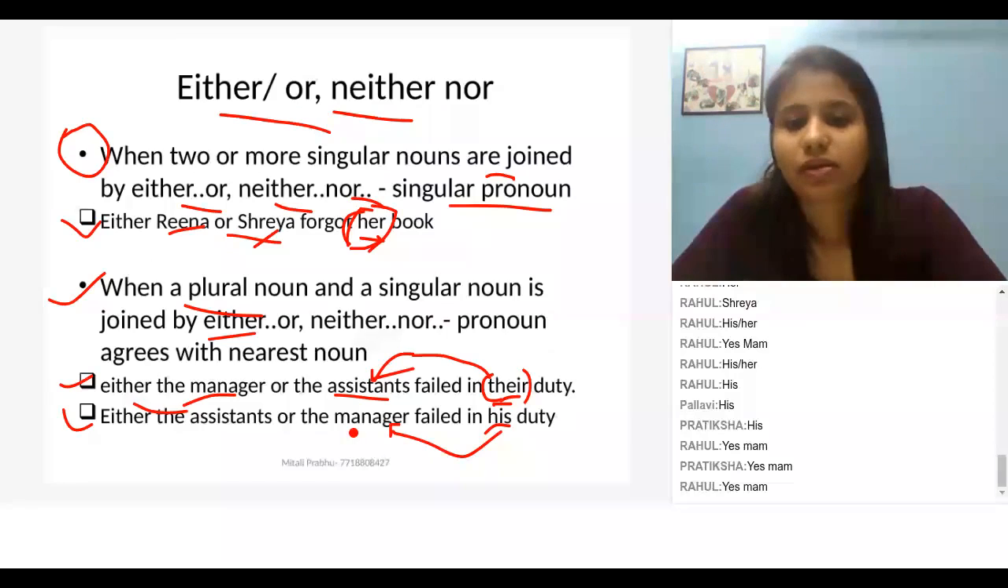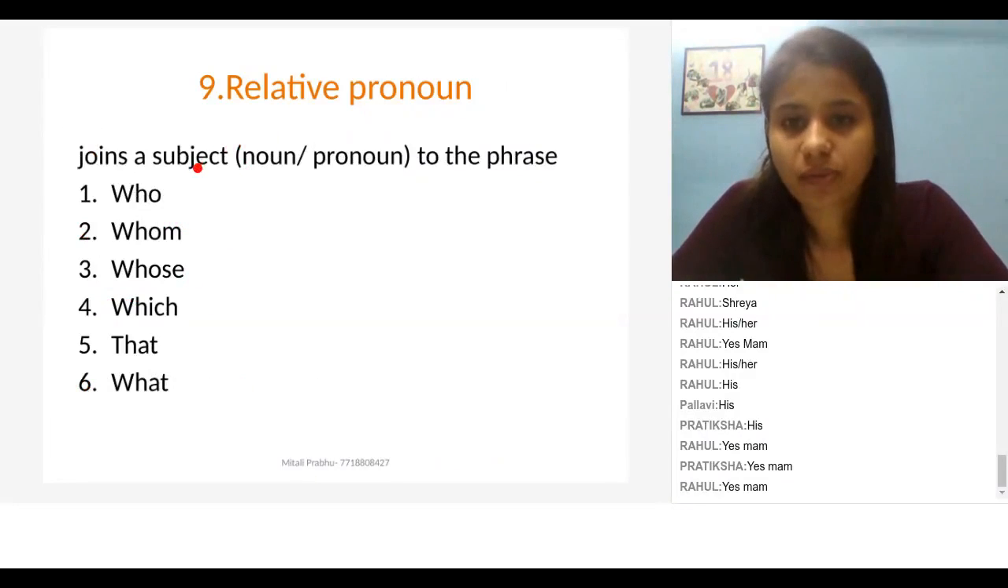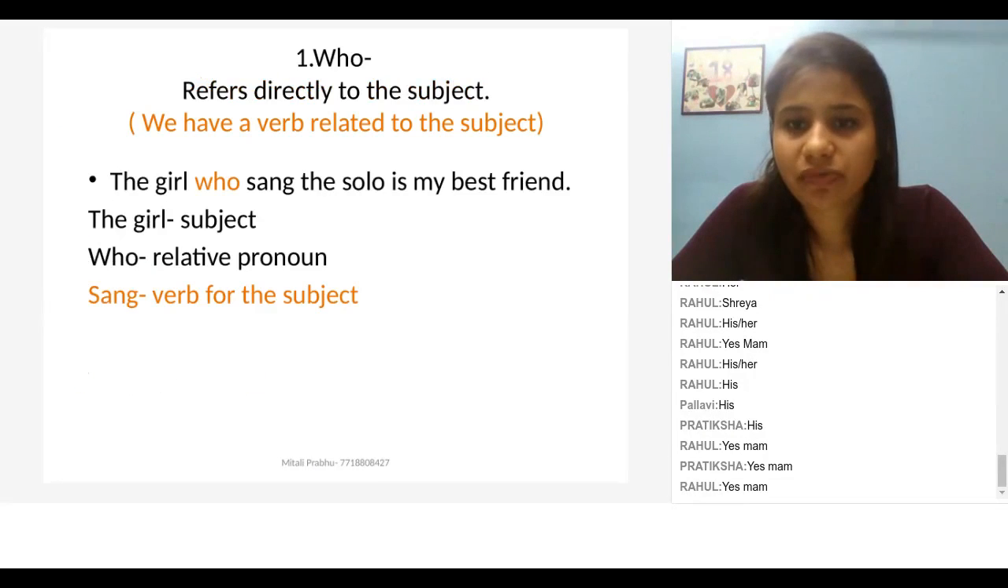Okay. So now relative pronouns. What are relative pronouns? They join a subject to a phrase. So you don't have to remember the name, we'll just move on to the rules of it.